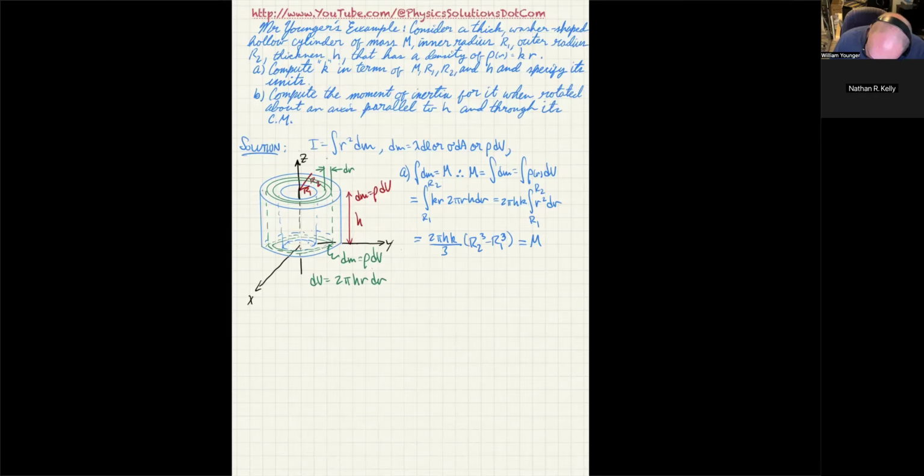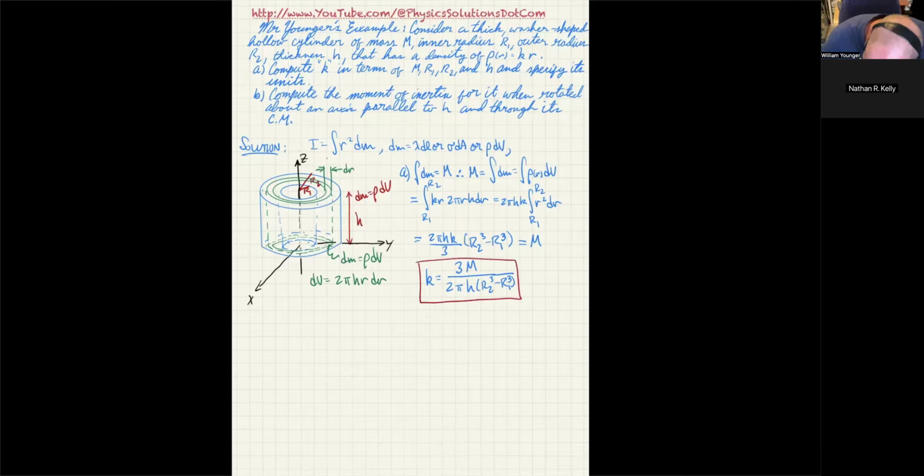Because that's equal to m, we can now solve for k, and we'll see that k is equal to 3m over 2 pi h times r2 cubed minus r1 cubed, like that. And that's what our actual k value is.